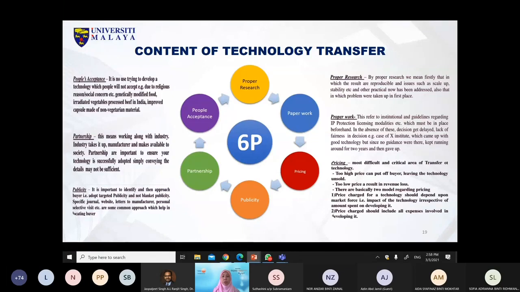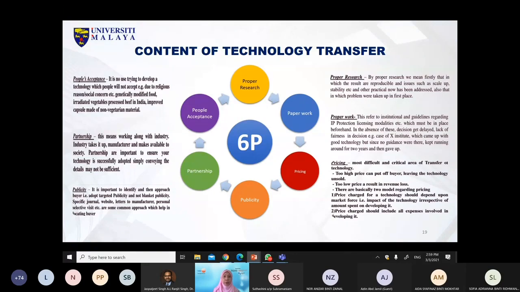Make sure the price includes all the expenses of developing the product, including the cost of filing the IP. And the publicity. You cannot do just blanket publicity. You have to have targeted publicity, whether you want to publicize your innovation in a certain journal, website, letters to manufacturers, personal selective visits, or a certain area. And then we have a partnership. The partnership also means working along with the industry. So when the industry takes up the innovation, the manufacturer makes it available to society.